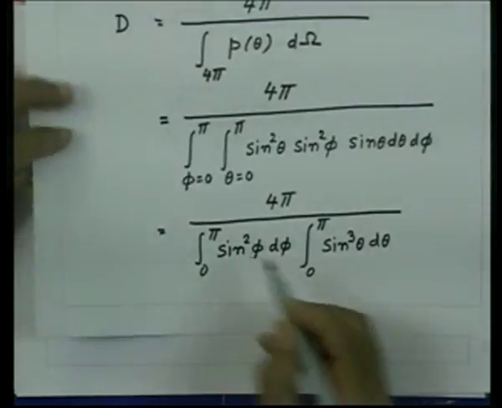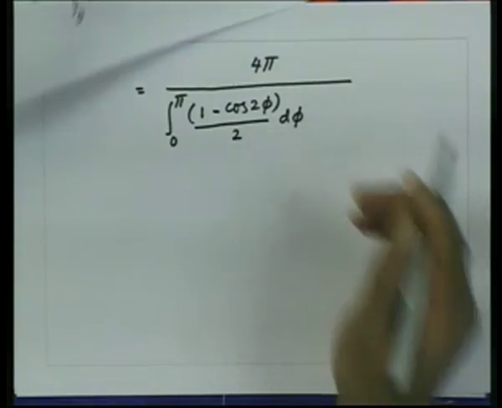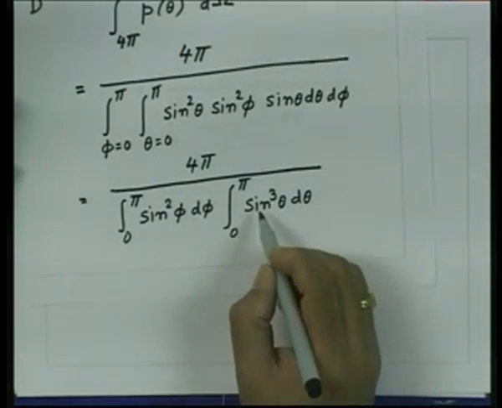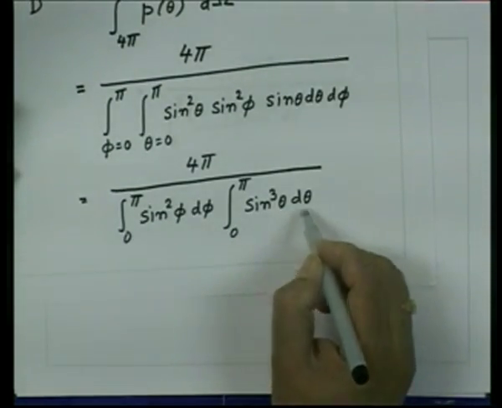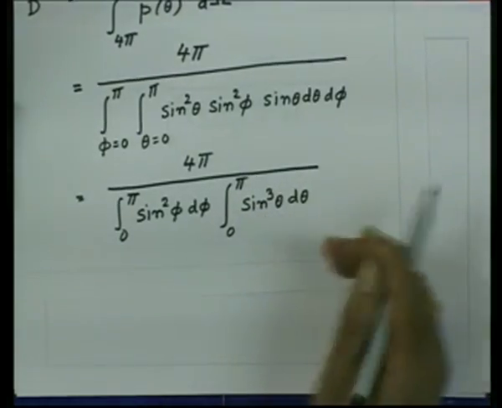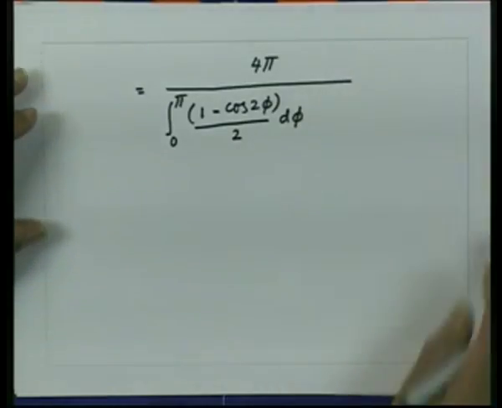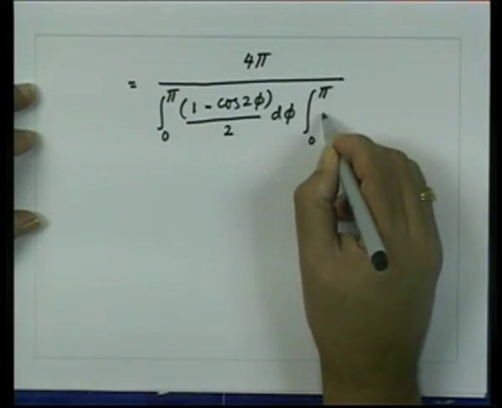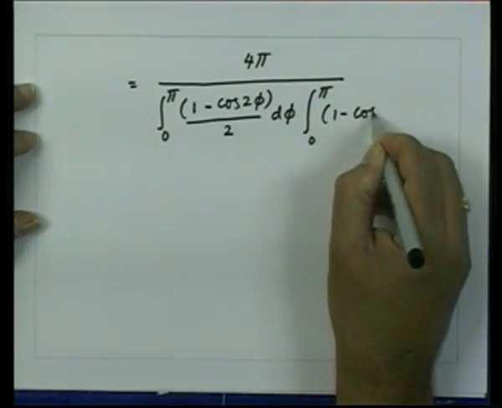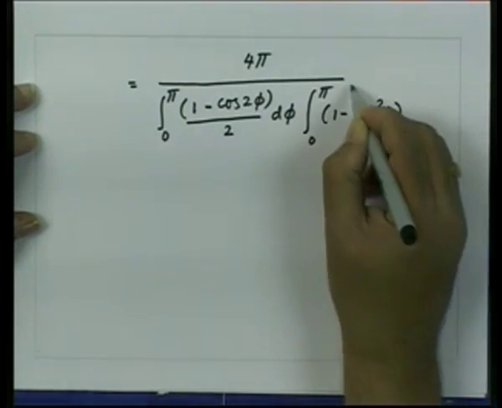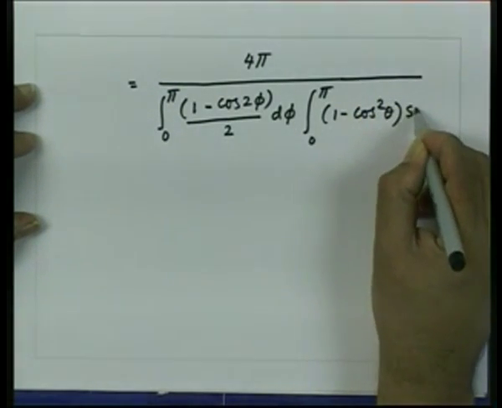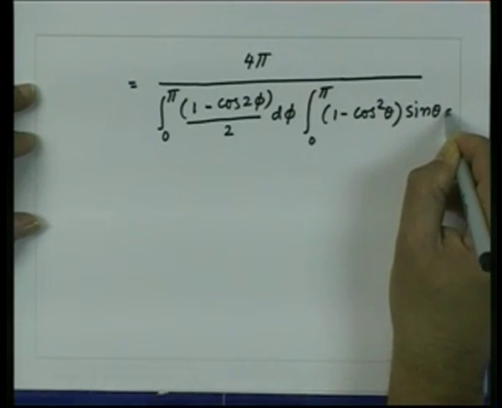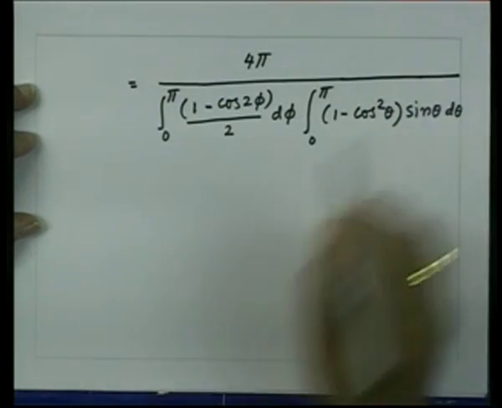The sine square phi we can write like that, and for theta we can write sine square theta into sin theta, and sine square theta we can write as 1 minus cos square theta. So, we get the integral from 0 to pi of 1 minus cos square theta sin theta d theta.